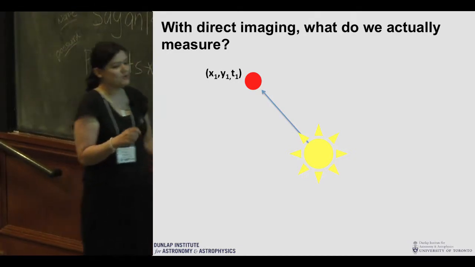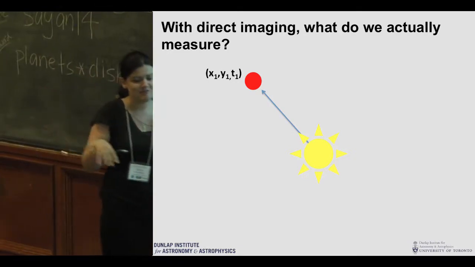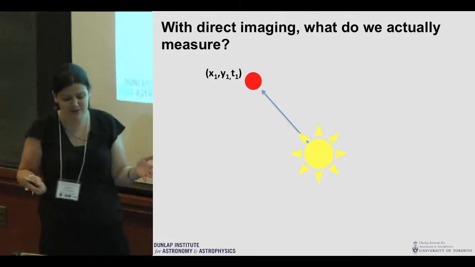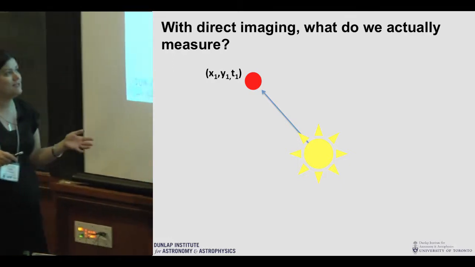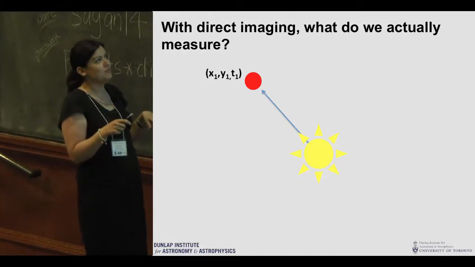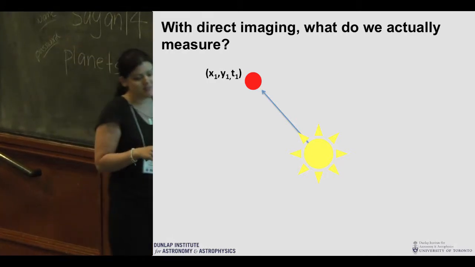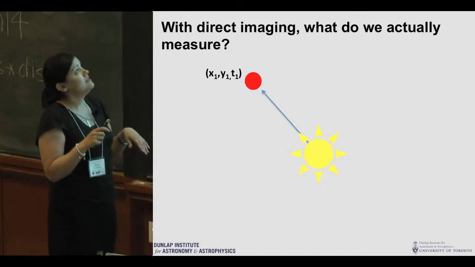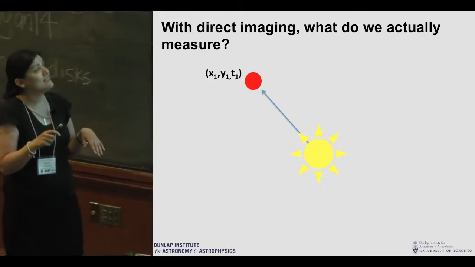With direct imaging, I've been showing R dots and all this different stuff. But what do we actually measure? So this is what we measure. Laurent was just talking about it. We have our star, and then we hopefully have our awesome discovery of a planet. And we just measure the relative separation between these two, so we have a delta x and a delta y.